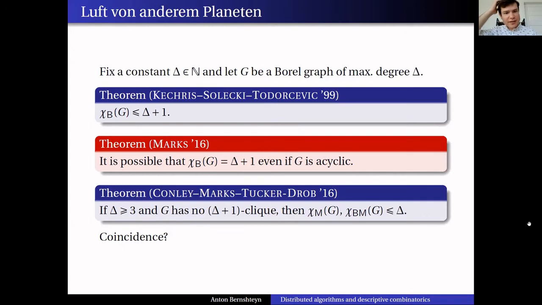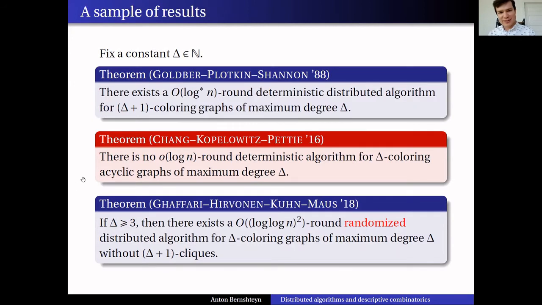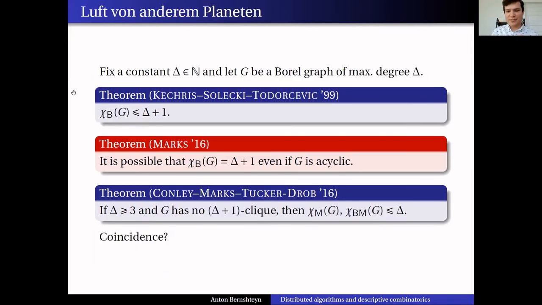And now let's compare it to this slide, which runs parallel to what's happening there. These are some results from descriptive combinatorics. Again, we fix a constant delta, and let's look at a Borel graph G of maximum degree delta. By a theorem of Kechris, Solecki, and Todorcevic, the Borel chromatic number of G is at most delta plus 1. So there is a Borel delta plus 1 coloring of G. On the other hand, Marks showed that there are acyclic graphs G of maximum degree delta whose Borel chromatic number is equal to delta plus 1, meaning that there is no Borel coloring with delta colors.